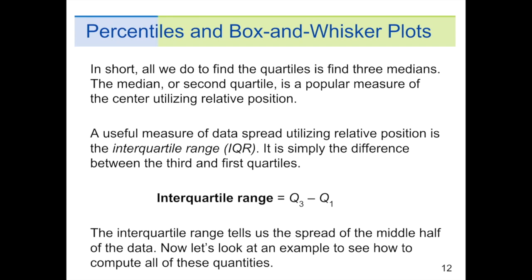A useful measure of the data spread utilizing relative position is the interquartile range. It is simply the difference between the third and first quartiles, Q3 minus Q1. The interquartile range tells us the spread of the middle half of the data. Now let's look at an example to see how to compute all of these quantities.